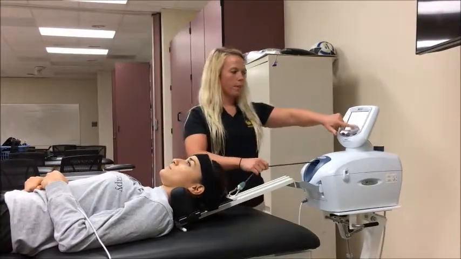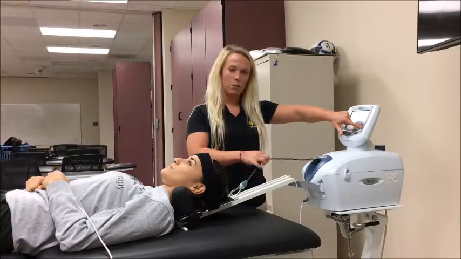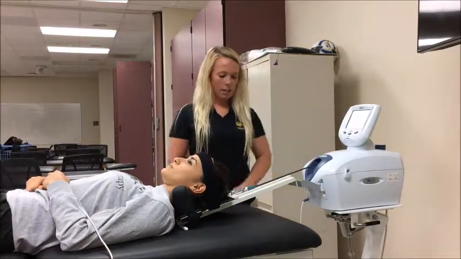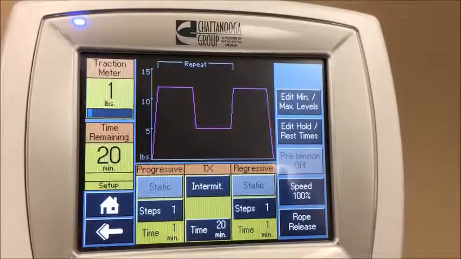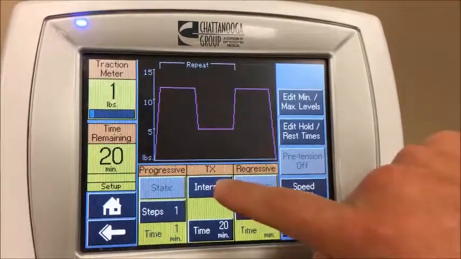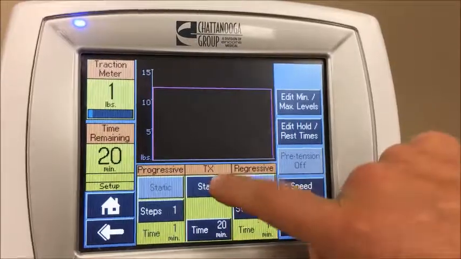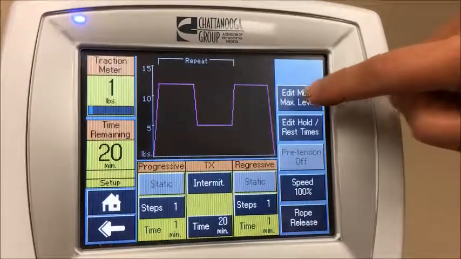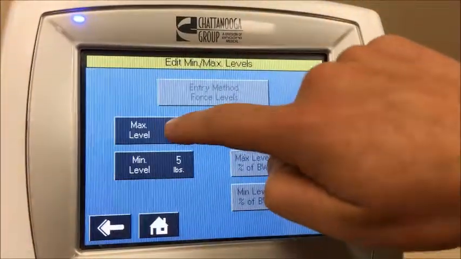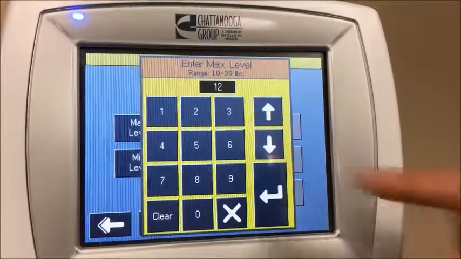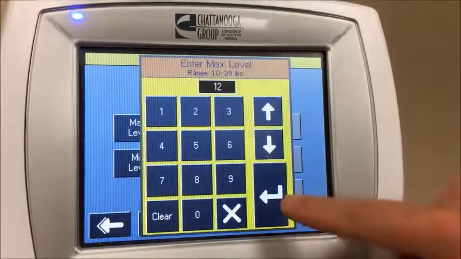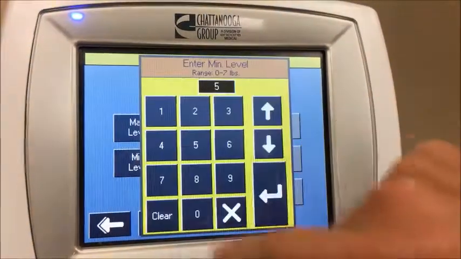And in order to take up the slack, you're going to hold the rope release again until all slack has been taken up. Now it's time to set the parameters. Make sure that the traction machine is set on intermittent traction. Then edit the min and max levels. The normal max level would be between 11 and 15 pounds. So for this patient, I'm going to make it 12. And the min level at 5.